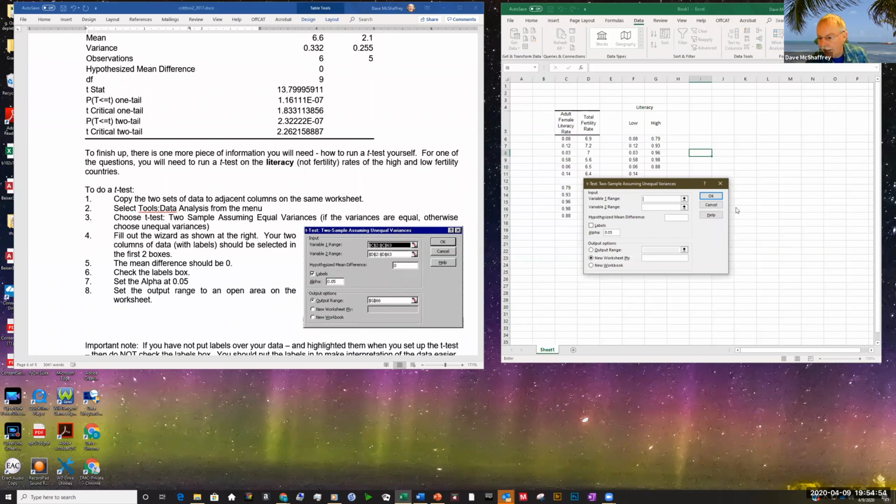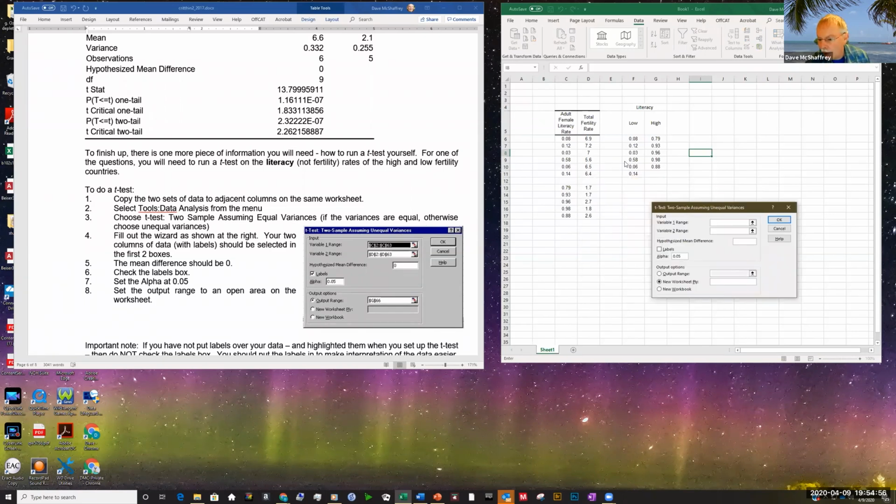Now I need to highlight the areas that I want to use. So I'm going to highlight my low literacy, including the label. That helps. And then I'm going to click down here for Variable 2 and select the other ones. And they can be two different sizes. That's not a big deal.